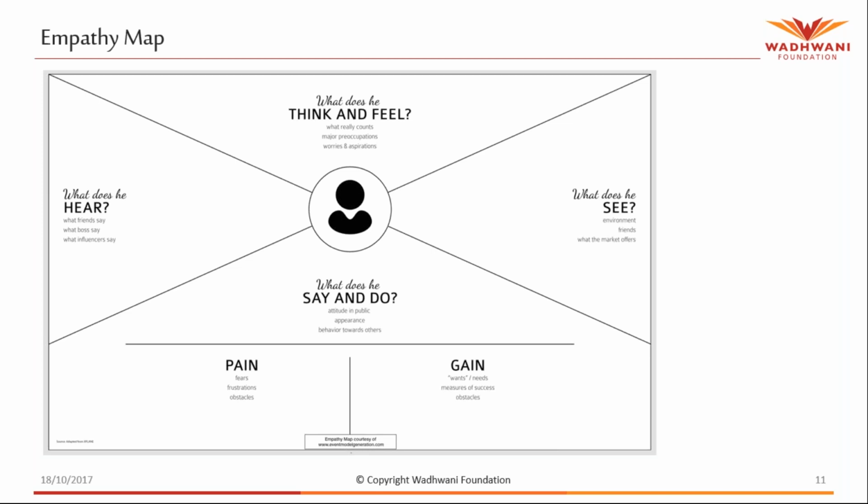So what does he see? What are the trends in the market? What exactly is happening in the city? What is happening in the world? What is visible on TV? Where does he think the world is moving towards?